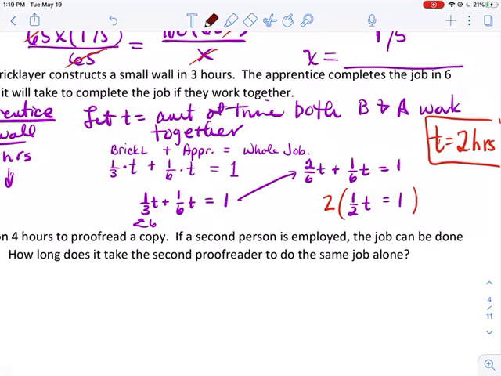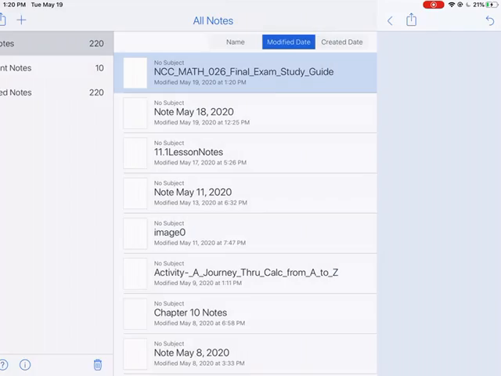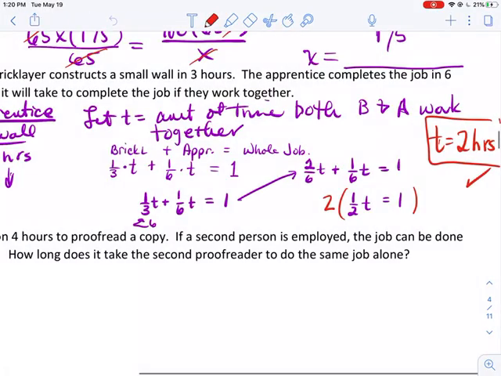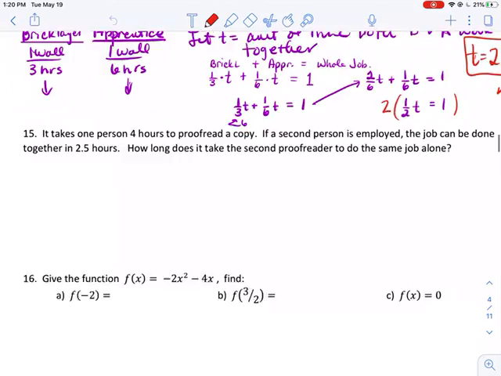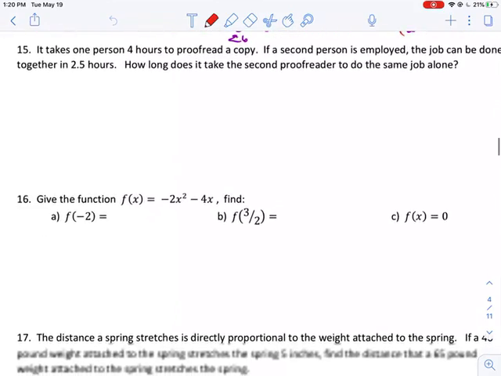Okay, and it seems that my iPad is hung up right now, so I'm going to stop after this point, and let me see if I can get back in there. Oh, there we go. And go to the next problem.